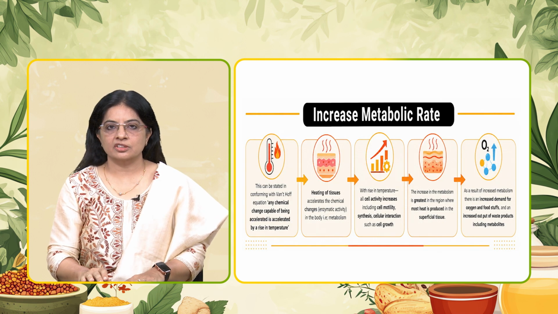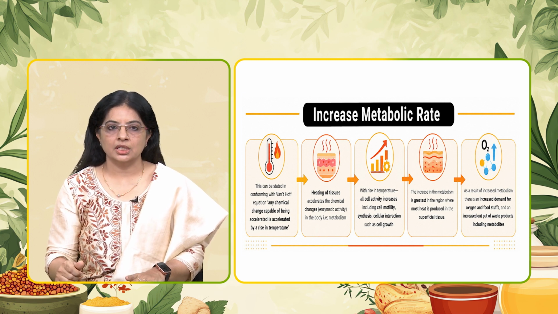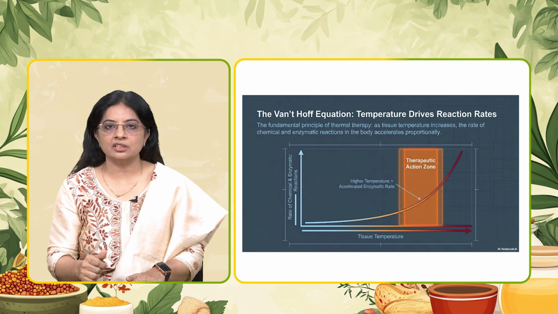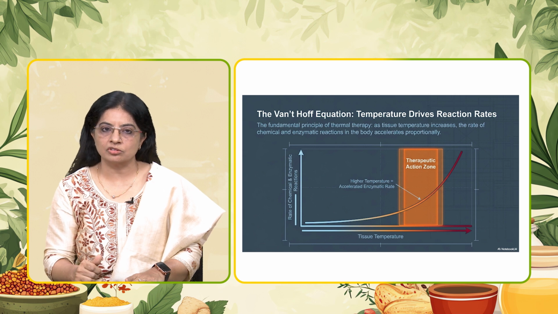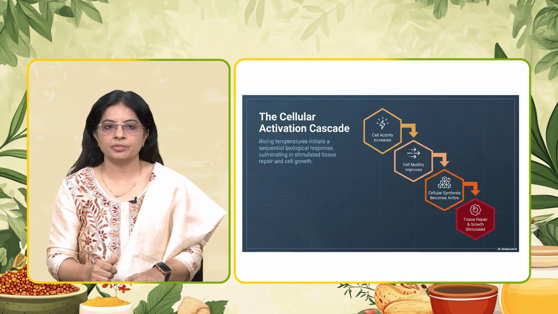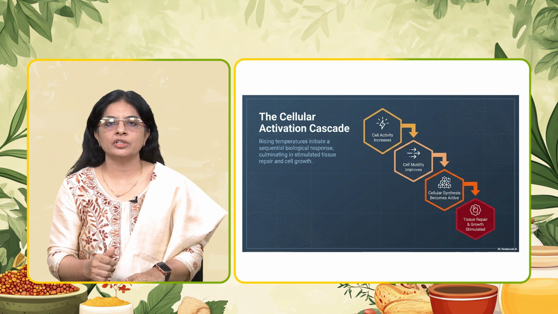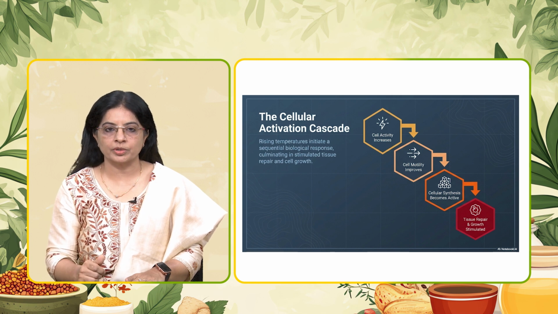Now, let us discuss another important function of heat therapy, that is increased metabolic rate. The basic principle behind this increased metabolic rate is explained by the Van't Hoff equation, which states that when tissue temperature increases, the rate of chemical and enzymatic reactions in the body also increases. So, with this rise in temperature, cell activities increase, we can also get improved cell motility, cellular synthesis becomes more active and processes like tissue repair and cell growth are stimulated.